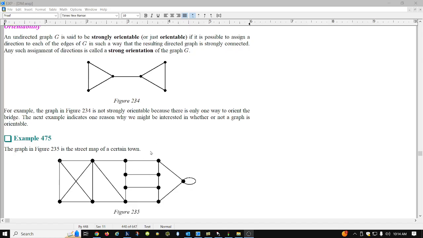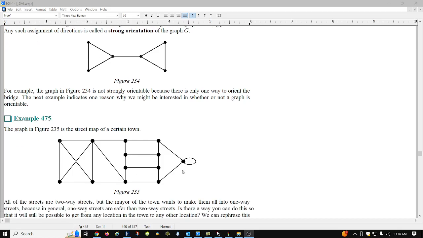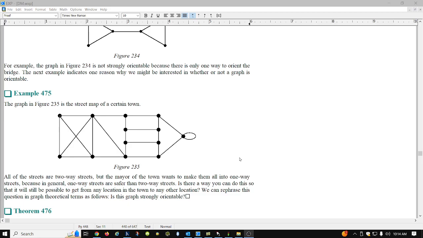This map might show you an example of why the issue of orientability is important. Suppose this is a street map of a certain kind of bizarre town, and all the streets are two-way streets. But the city government has decided that it wants to make all the streets one-way because, in general, it feels that one-way streets are safer than two-way streets. A lot of children in the area, they want to cut down on possible traffic problems.